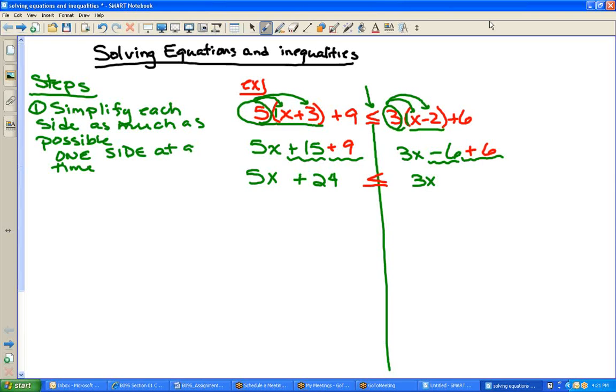Step 2, because this is so much fun. Step 2 is if you have both x's and y's, or x's and plain old numbers, if you have a variable, you want to get them together. So I like to move the x's together first.